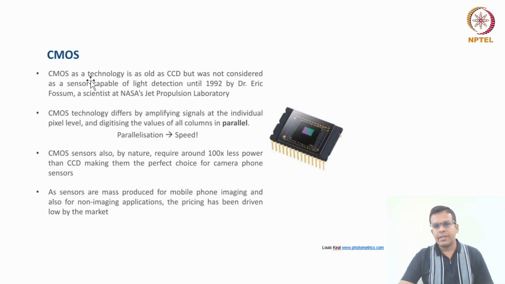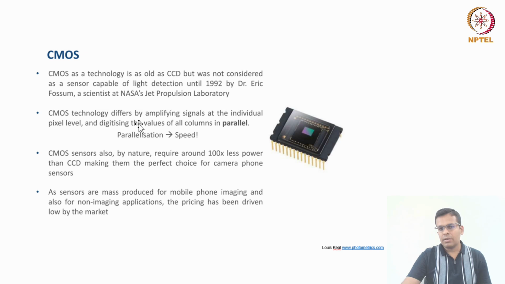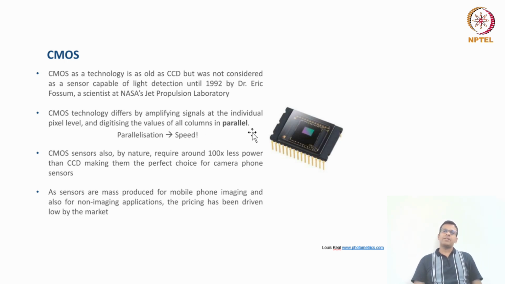Now coming to the CMOS technology. CMOS as a technology is as old as CCD, but was not considered as a sensor capable of light detection until 1992 by Dr. Eric Fossum, a scientist at NASA's Jet Propulsion Laboratory. CMOS technology differs by amplifying signals at an individual pixel level and digitizing the values of all columns in parallel. So generally the CMOS sensors are used for fast imaging applications.